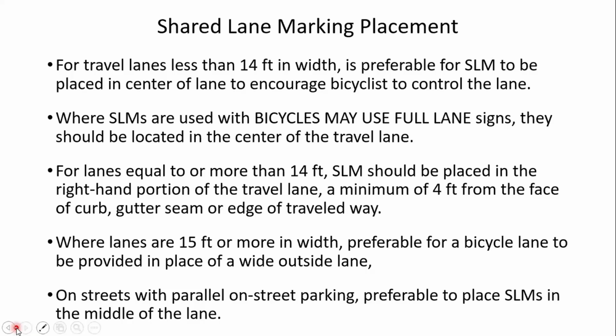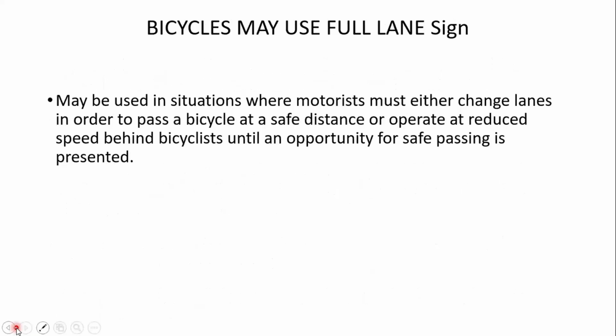We'll talk more about this dooring issue next time, but there was a question about what we can do to minimize that issue. And one way here is where you do have streets with parallel on-street parking, place the sharrows in the middle of the lane. I mentioned the bicycles may use full lane sign. This can be used in situations where motorists must either change lanes in order to pass a bicycle at a safe distance or operate at reduced speed behind the bicyclist until there's an opportunity for safe passing.